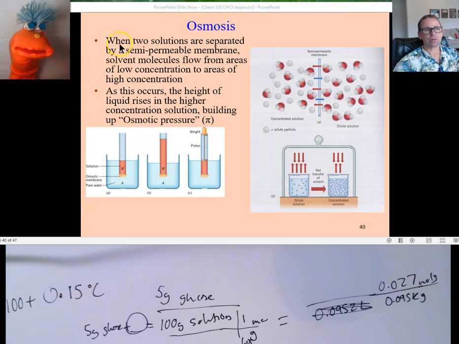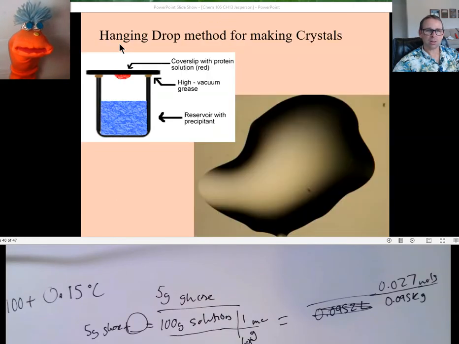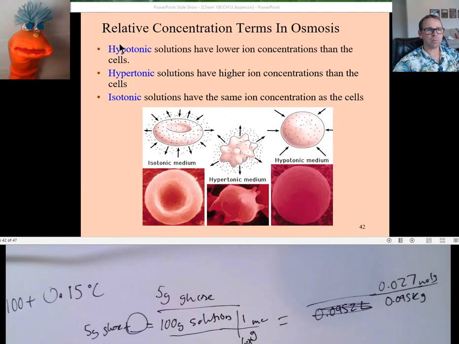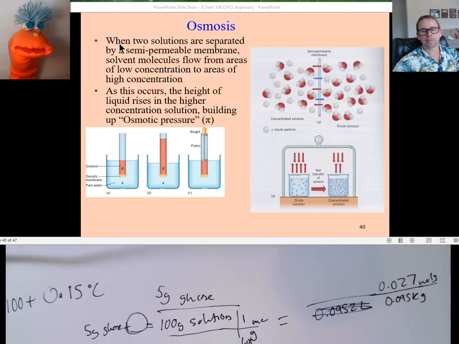Osmosis. I think you guys have heard about osmosis in biology classes, and we're not going to talk a lot about osmosis, but the relationship between osmosis and the resulting concentration of solution is dependent on molarity.